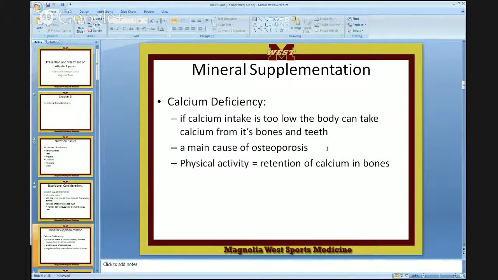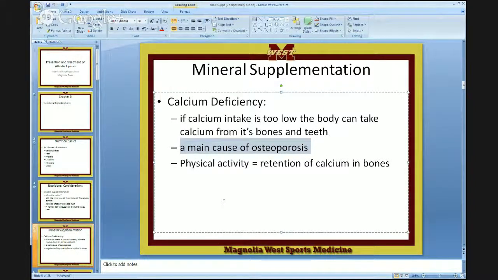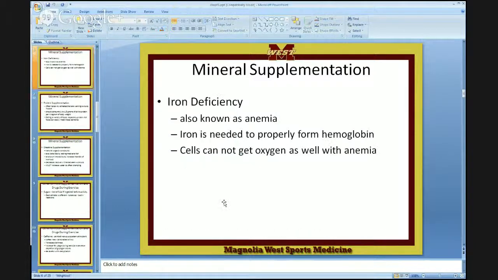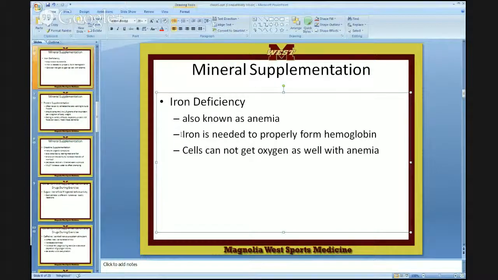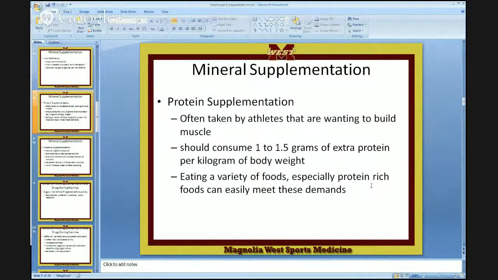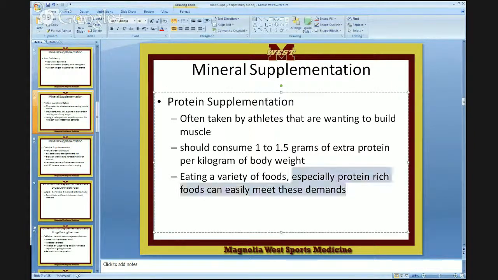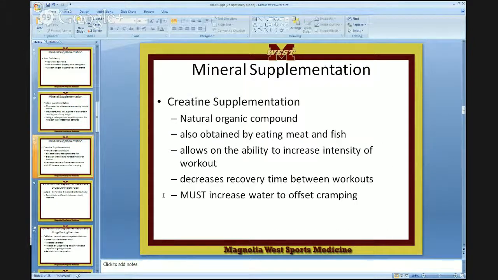Calcium deficiency. All right. Is it a main cause of osteoporosis? What is osteoporosis? We talked about that. Slide 6. Still with iron deficiency. All right. What does it have to do with hemoglobin? Why do you need the iron? All right. Slide 7. On 7, eating a variety of foods, especially protein-rich foods, can easily meet these demands, so whether or not you need to have protein supplementation. Yes or no? All right, we're cruising on from 7 to 8.